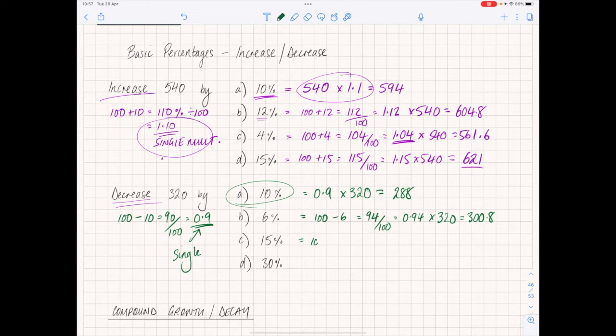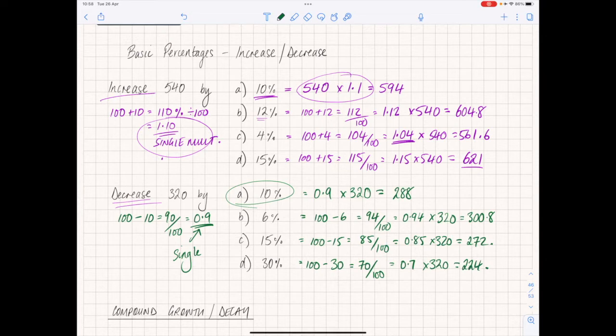Next one, 100 minus 15 is 85. Divide that by 100, 0.85, times that by 320. And you end up with an answer of 272. And the final one, 100 minus 30 is equal to 70. And 70 divided by 100, 0.7, times that by 320. And if you do 320 times 0.7, you end up with 224.